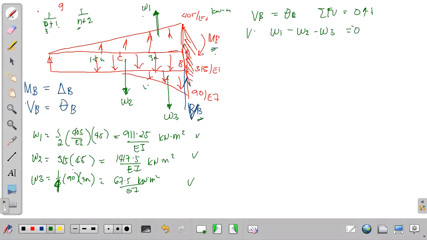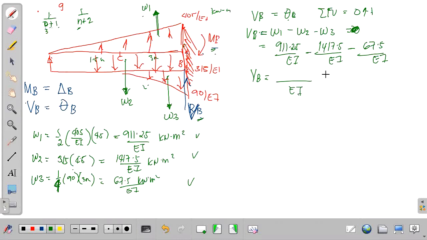Is equal to VB, sorry. VB is equal to, this is what we are looking for: the shear at B, the slope at B. So W1 is 911.25 over EI minus our W2, 1417.5 over EI, minus 67.5 over EI. So what is the value of our VB? Negative 573.75 over EI. Correct? Okay? So that would now be our slope at B.